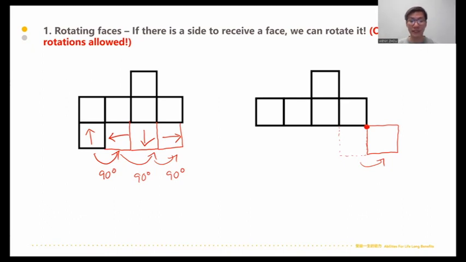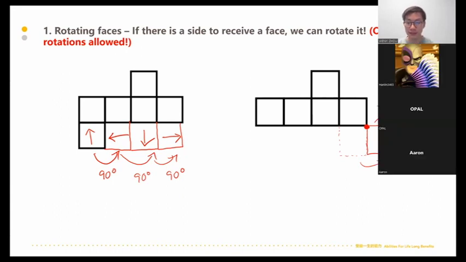So when we're talking about faces, we have to make it so that when it rotates, it rotates onto another side, okay? So this one is incorrect. We're not allowed to rotate it like this, okay? So does everybody understand? Give me a thumbs up if you understand.